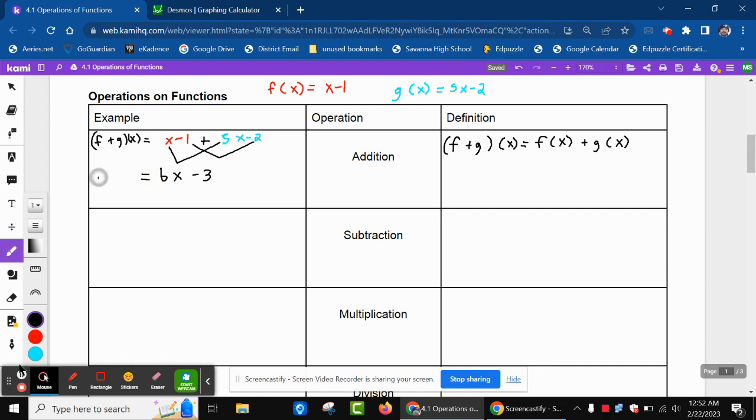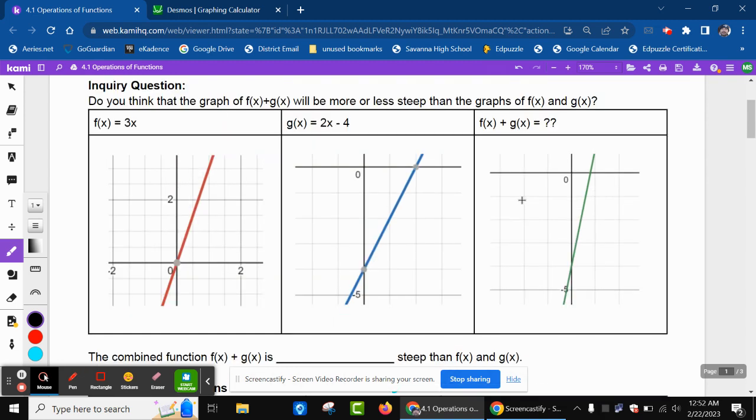So the f plus g of x will equal 6x minus 3, which makes sense because if we go back to our Desmos activity, we can see that, hey, look, this was 3x, this was 2x. If we add those together, that would be 5x. And that would make this green graph really steep.